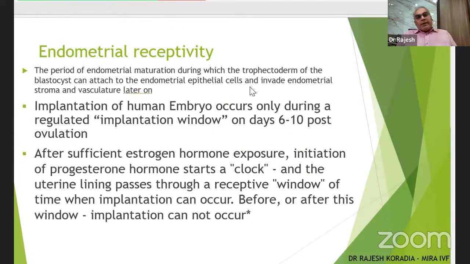The endometrial receptivity, what is it? The period of endometrial maturation during which the trophectoderm of the blastocyst can attach to the endometrial epithelial cells and invade the endometrial stroma and vasculature later on is called endometrial receptivity. The implantation of the human embryo occurs only during the regulated implantation window on day 6 to 10 post-ovulation. After sufficient estrogen exposure, initiation of progesterone starts a clock, and the uterine lining passes through a receptive window of time when implantation can occur. Before or after this window, implantation cannot occur.